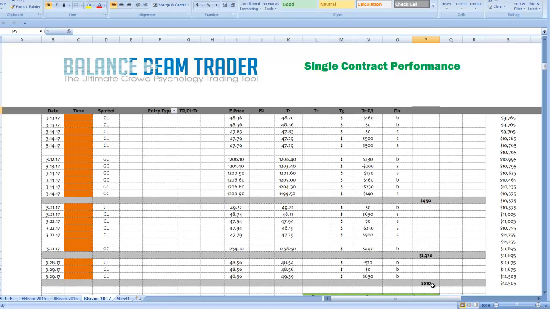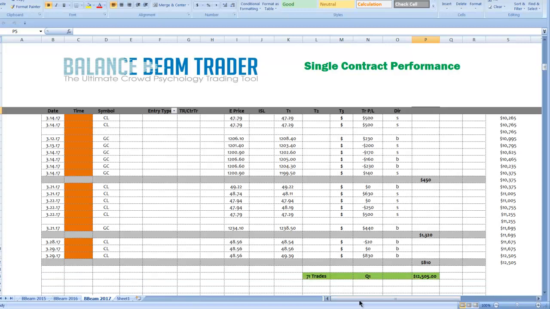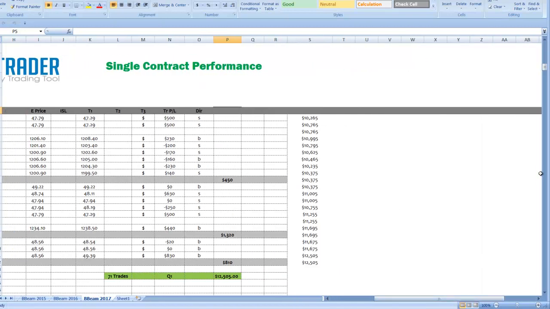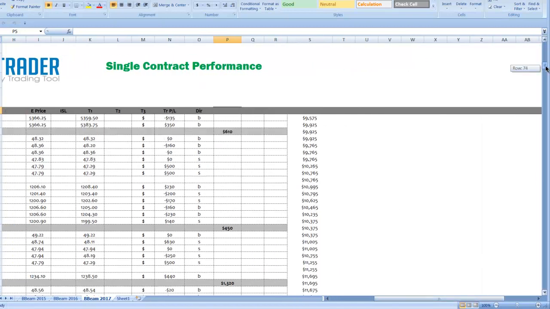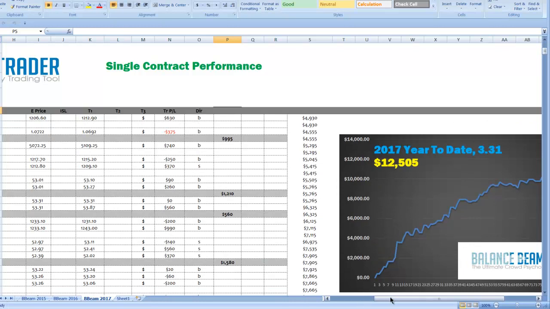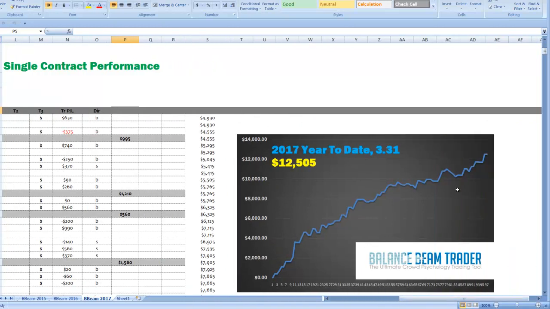But check it out. The last video that you saw me do was at the end of February, and that was at a $9,300 equity curve on the year. Well, now we're at $12,505, and that's a very good percentage equity growth over the last month, considering what the markets at large have done, and that's what the equity curve looks like. It just took a little bit of a blip there, but the incline of this profitability is excellent.